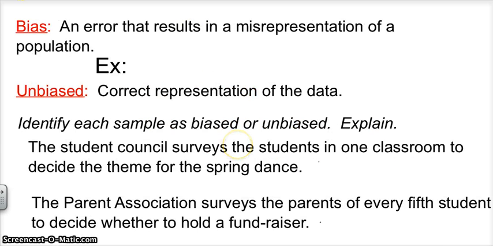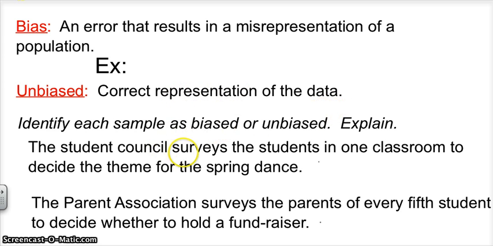Now some fun part about these samples and studies. There can be biases in these studies, and what is a bias? A bias is an error that results in a misrepresentation of the population. That could be watching a movie theater that only shows Star Wars, so their favorite movie is going to be Star Wars. It doesn't show all the movies, so therefore more people than not are going to like Star Wars. Unbiased would be a correct representation of the data.